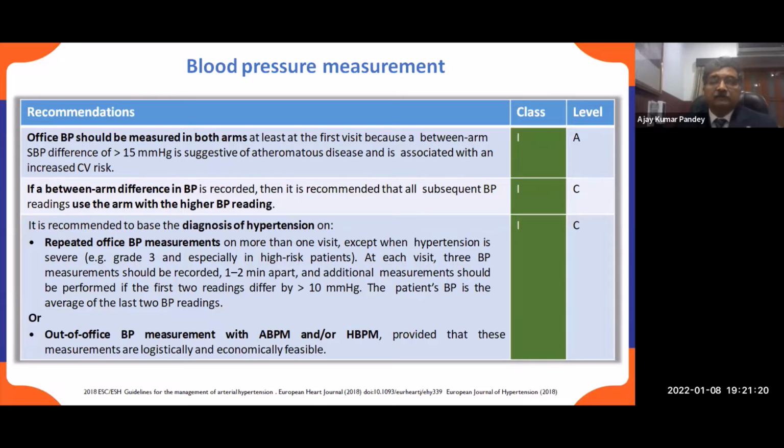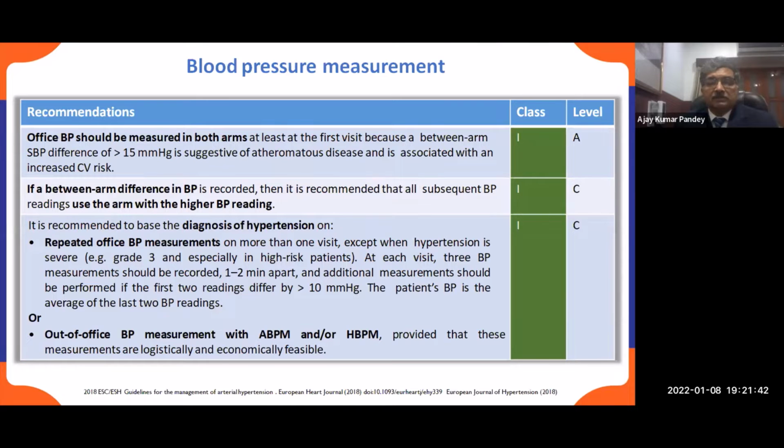I will tell you what grade 3 hypertension is. This applies especially in high-risk patients. Suppose somebody has target organ involvement, and you are simultaneously seeing that the patient has some ECG changes of LVH, or the patient has some kidney disease, or the patient has had a stroke. In those patients, it is not required to take more time, and you should diagnose immediately.